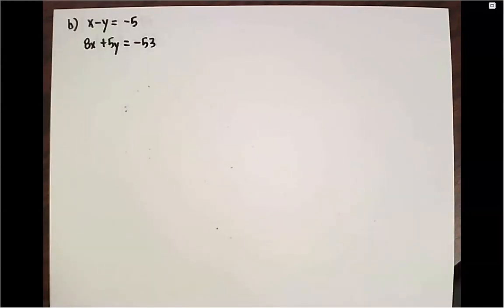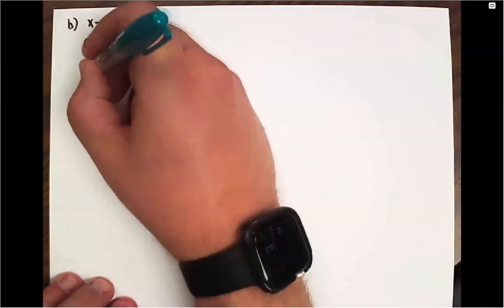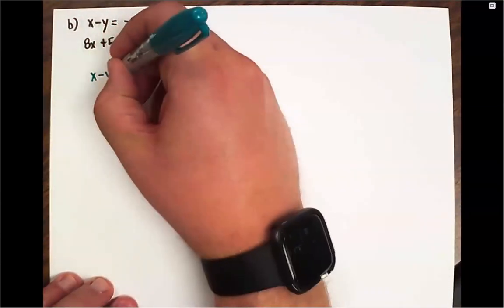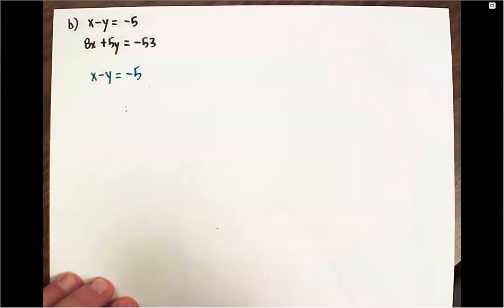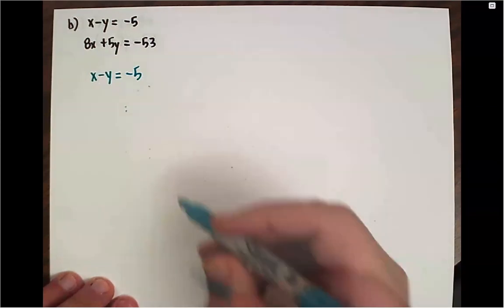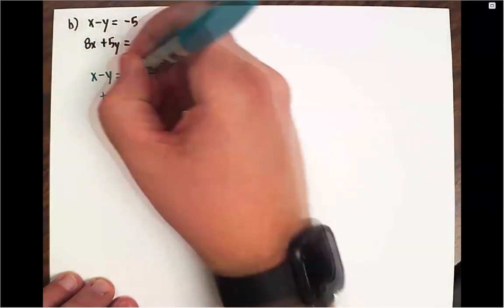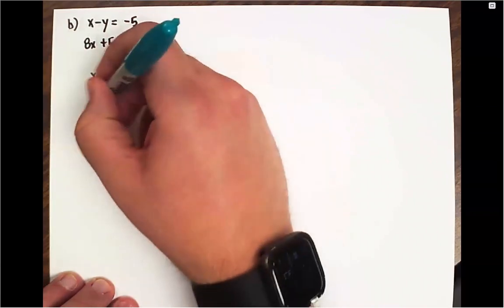Here's another one we're going to do by substitution. x minus y equals negative 5, and 8x plus 5y equals negative 53. So I'm going to take the first equation and solve it for x. Why x? Because the coefficient of x is already 1. And to solve this for x, I just have to add y to both sides.